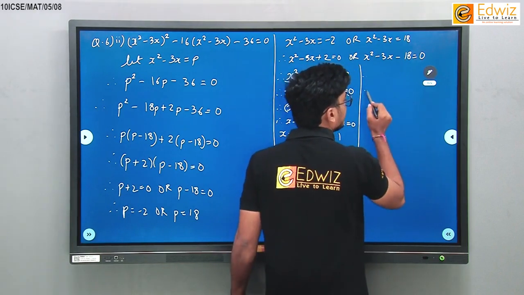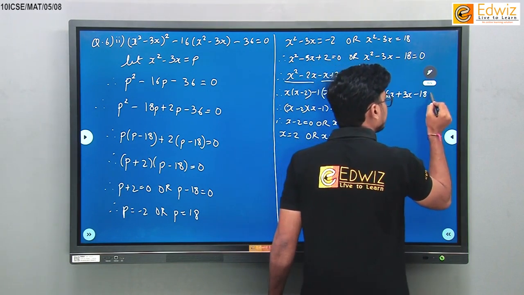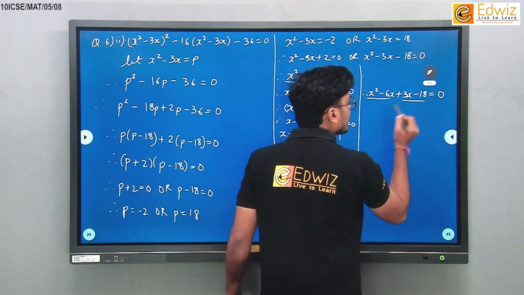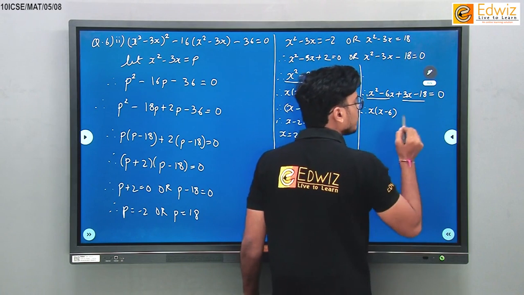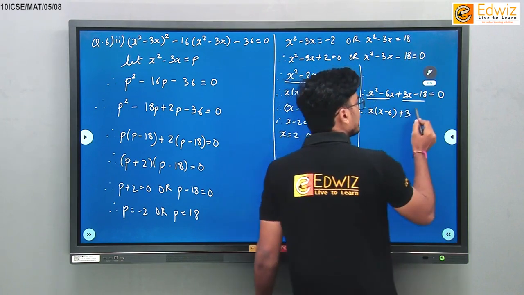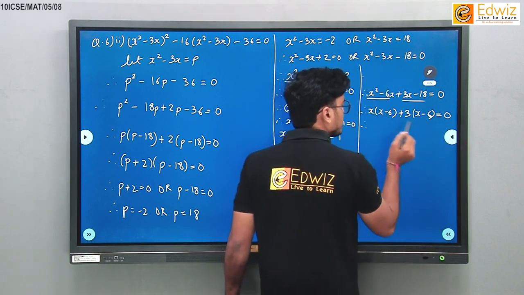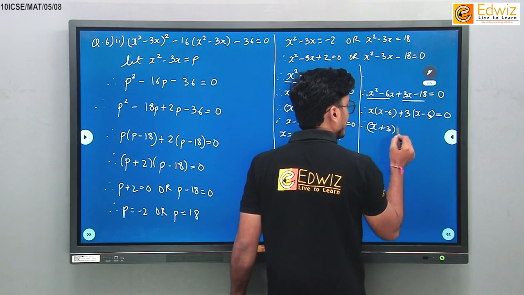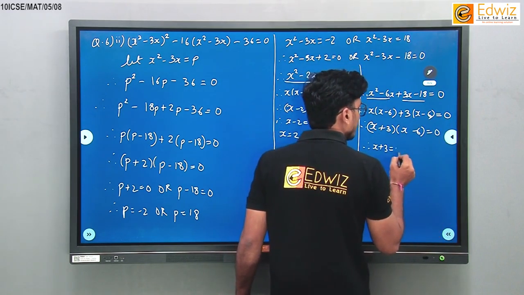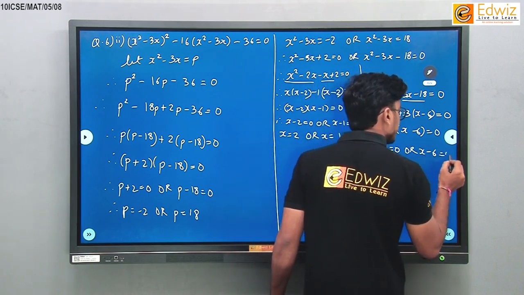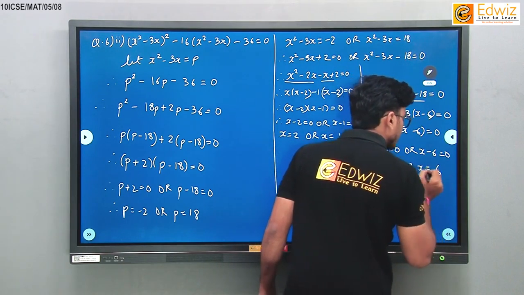The factorization will be x square minus 6x plus 3x minus 18 equal to 0. Again group them together. In these two groups x is common, so x minus 6. In these two groups only 3 is common. If I take plus 3 common, we will be left with x minus 6 in the bracket equal to 0. So the two possible brackets here are x plus 3 and x minus 6 equal to 0. So either x plus 3 is 0 or x minus 6 is 0. The value of x is minus 3 or it is plus 6.